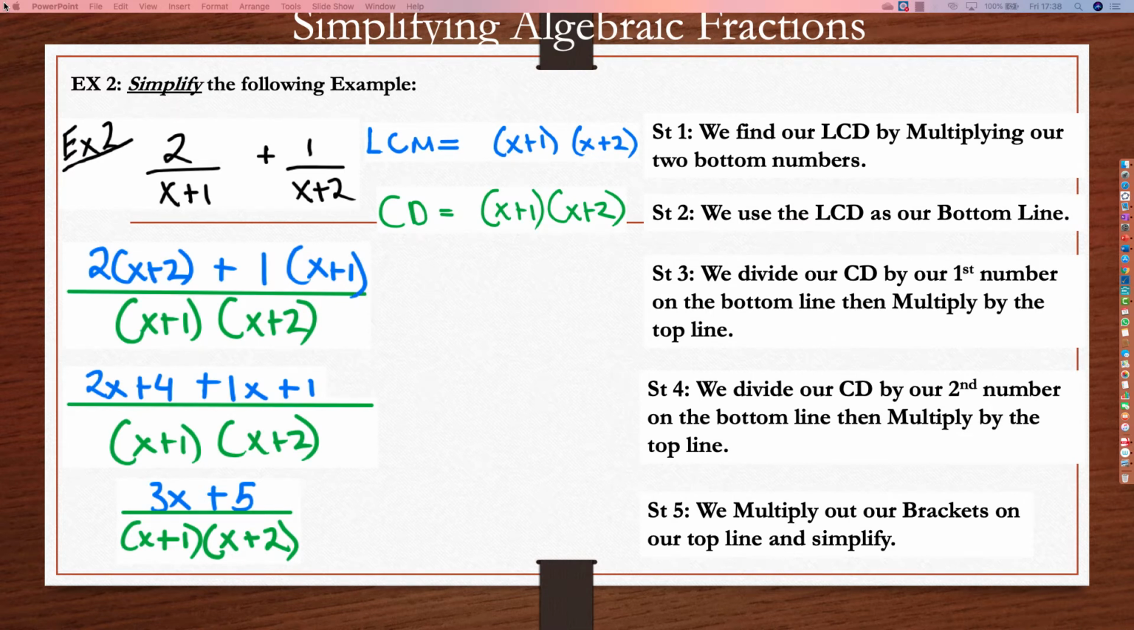Why is this important that we don't do it like this? So for example, example number 3. Simplify 3 over x plus 4 minus 2 over 2x plus 1 minus 1 over something else. What changes as regards our bottom line? Steve, what's our bottom line going to be?